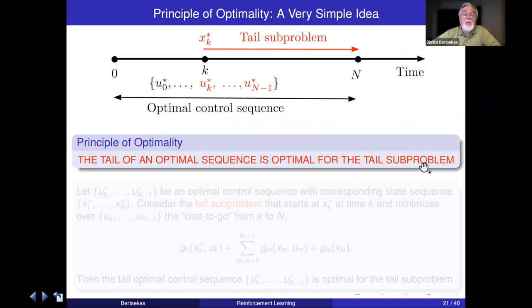That's right. Yeah, that's exactly right. If this were not optimal, if it was another sequence that was better, then we could concatenate this with the early portion of the optimal control sequence and get a better sequence for the original problem. So you have to stay with the optimal control sequence no matter where you land intermediately.